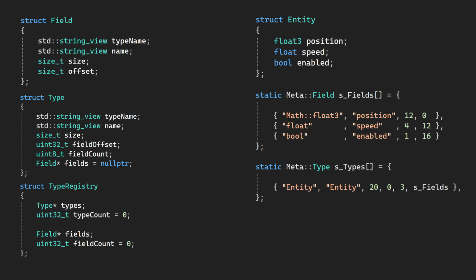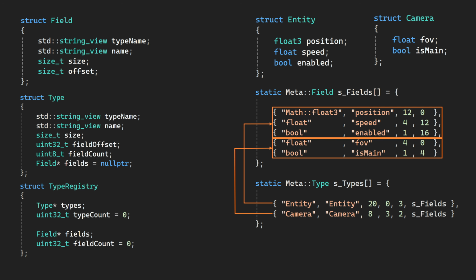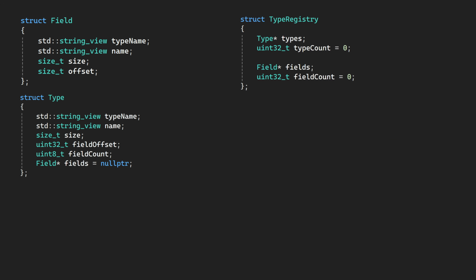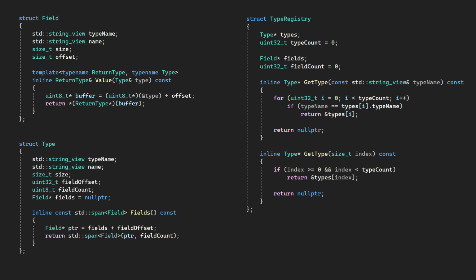Right now, the data exists only for the entity type. If we add another type, we can store the metadata in exactly the same way. The entity type starts at offset 0 and has 3 fields. The camera type starts at offset 3 and has 2 fields. Assuming the data is already generated and ready to use, we can begin adding helper functions that make it easy to access the registry, query types, read the field value, and even more interesting things like iterating over the fields of a given type. This will be extremely useful later on.